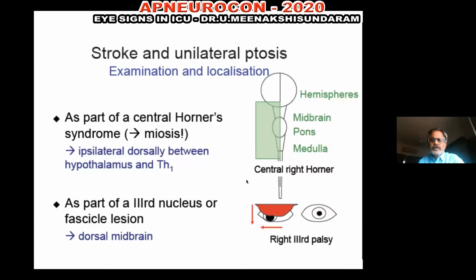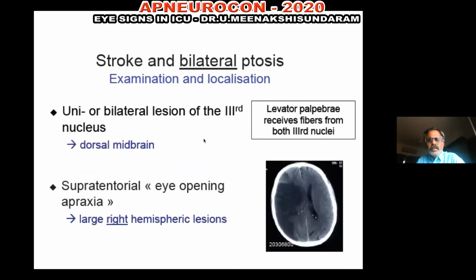So there is stroke and unilateral ptosis. It could be part of a central Horner's, where you get miosis. So that's what I said: the lesion could be anywhere. It could also be part of a third nerve nucleus or fascicular lesion. A unilateral or bilateral lesion of the third nerve can produce ptosis. That's something to remember because the LPS receives fibers from both sides, from the caudal central nucleus, so you can easily develop ptosis with a single lesion.